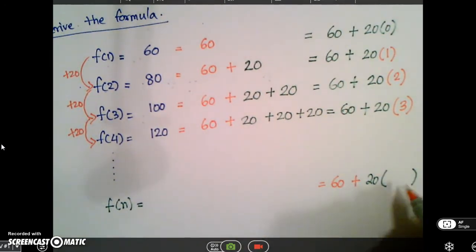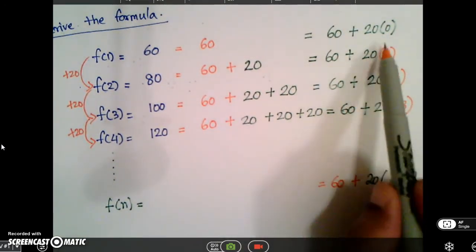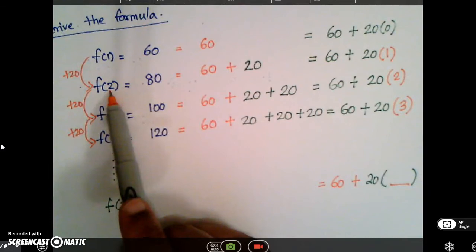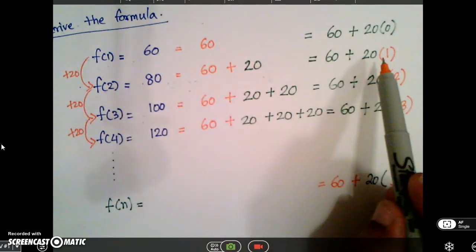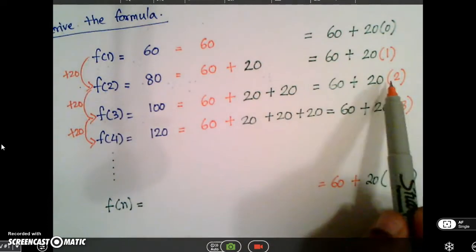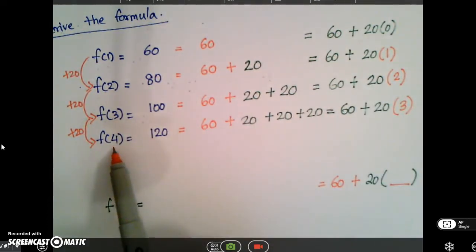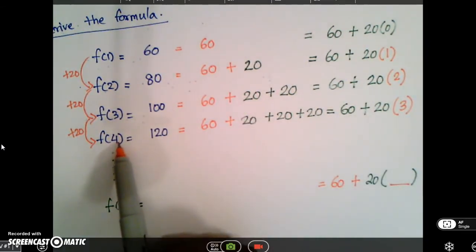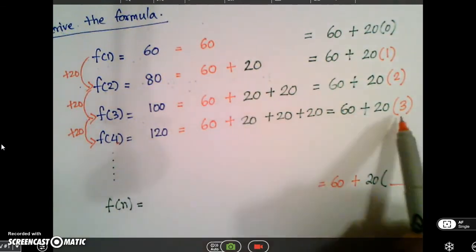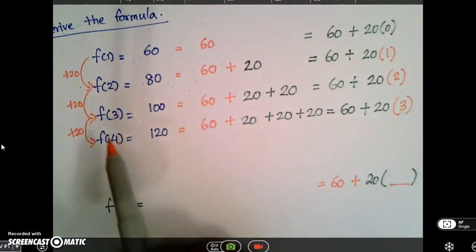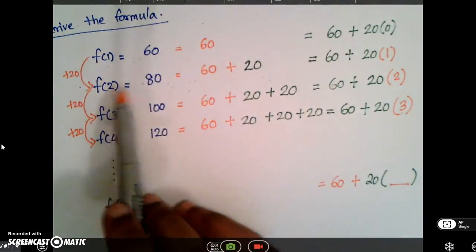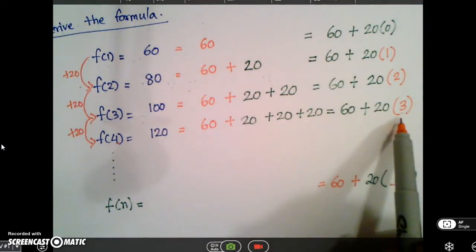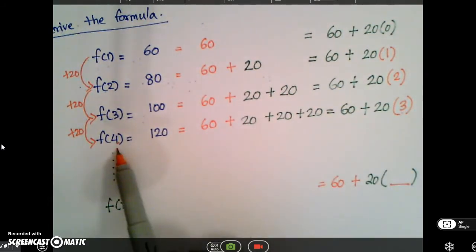So to figure out what goes in here, let's go back. For the first term, I'm not adding anything. For my second term, I'm adding it 1 time. For my third term, I'm adding it 2 times. For my fourth term, I'm adding it 3 times. So every time, I'm adding the 20 one less than my position number. For 1 it is 0, for 2 it is 1, for 3 it is 2, for 4 it is 3. So every time I'm adding it 1 less than my position number.